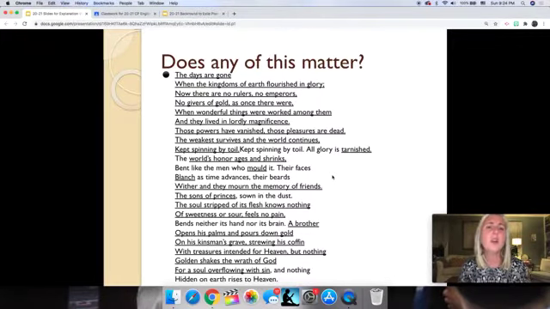The days are gone when the kingdoms of earth flourished in glory. Now there are no rulers, no emperors, no givers of gold as once there were. When wonderful things were worked among them and they lived in lordly magnificence, those powers have vanished. Those pleasures are dead. The weakest survives and the world continues, kept spinning by toil. All glory is tarnished. The world's honor ages and shrinks, bent like the men who mold it. Their faces blanch as time advances. Their beards wither and they mourn the memory of friends, the sons of princes sown in the dust.